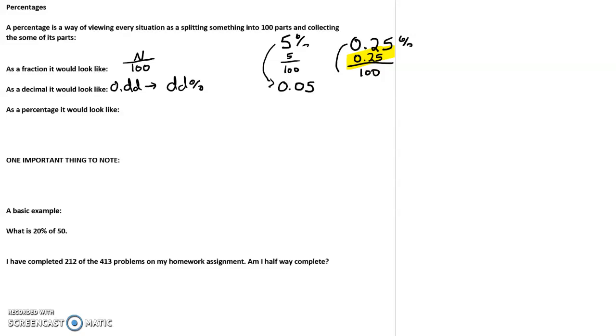Furthermore, this is another one that people really struggle with: 0.25% as a decimal. Well, there isn't anything in the tenths place, and there isn't anything in the hundredths place. This is in the thousandths place. So 0.25% represented as a decimal would be 0.0025. It's very common that people screw that up. As a percentage, this would be 5%, and this would be 0.25%.